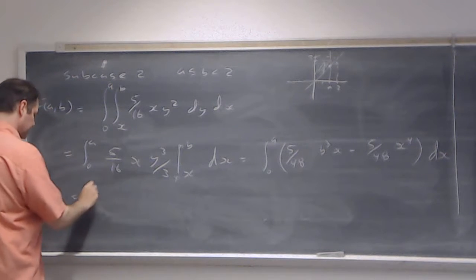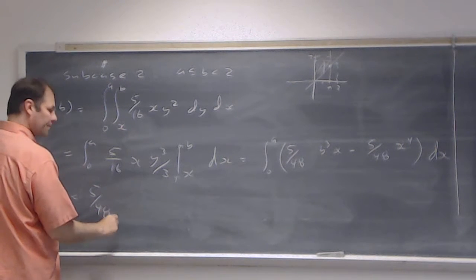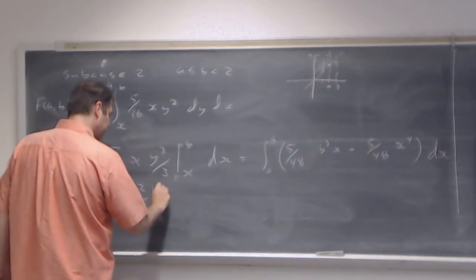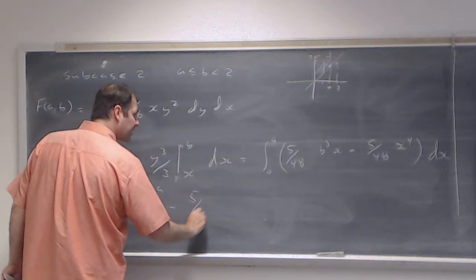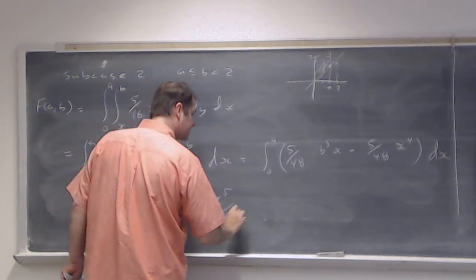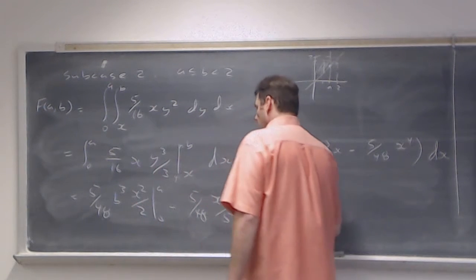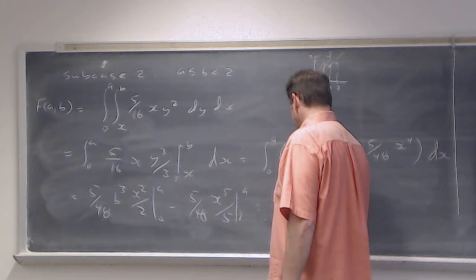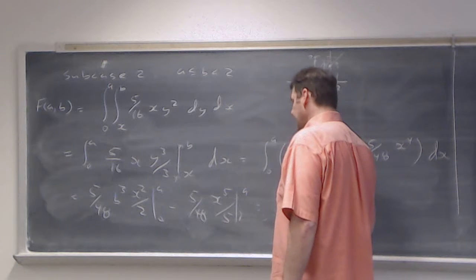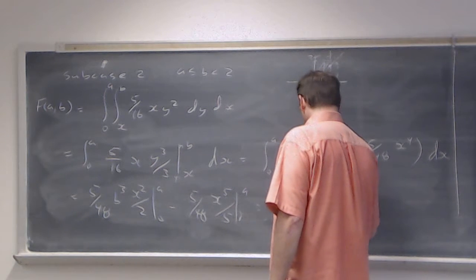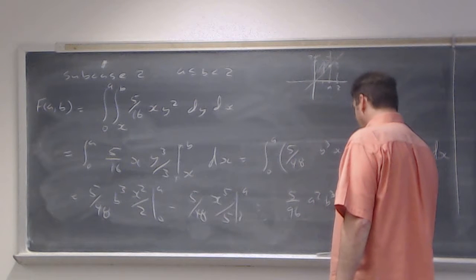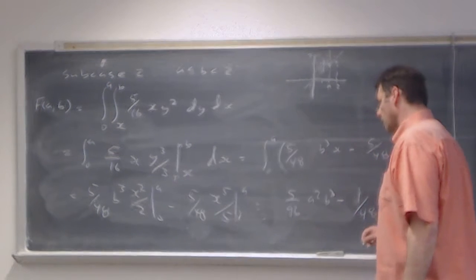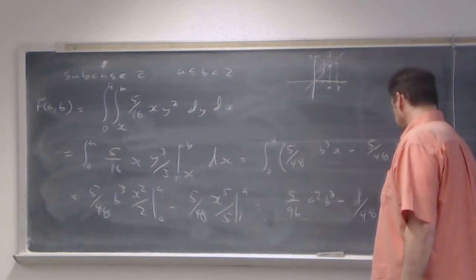That's equal to, okay, so 5 over 48 is a constant. b to the 3rd is a constant. It would be x squared over 2 is the antiderivative for x. Evaluate from 0 to a, minus 5 over 48, x to the 5th over 5 is the antiderivative for x to the 4th. Evaluate from 0 to a. When I let x be equal to a, this will be a squared b to the 3rd over 96, minus 5 over 48. Now, the 5's will cancel. So the 1 over 48, and then it would be a to the 5th.